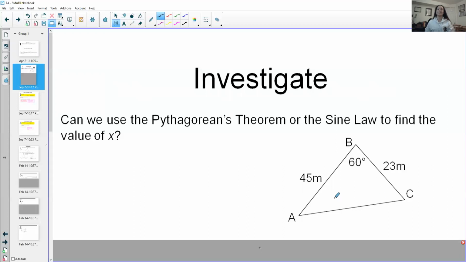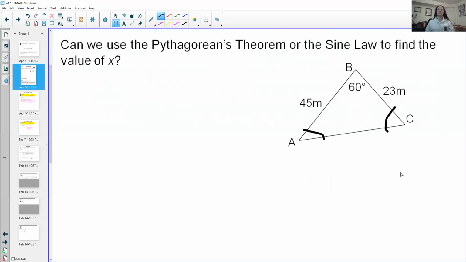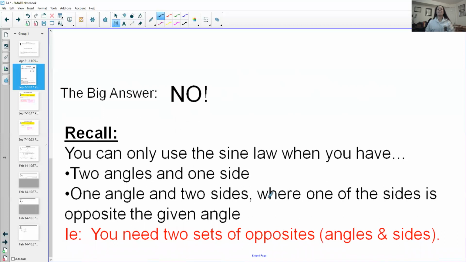Well, the sine law says that I need two sides and an angle across from the sides. Well, this angle is not across from either side, okay? So there's no way that I could make up a set of opposite ratios here. And then the other scenario for your sine law would be to have two angles and a side, and I don't have that either. So the sine law doesn't actually fit in order to solve this triangle. So long story short, no, we can't use it. We have to find another way to solve it.